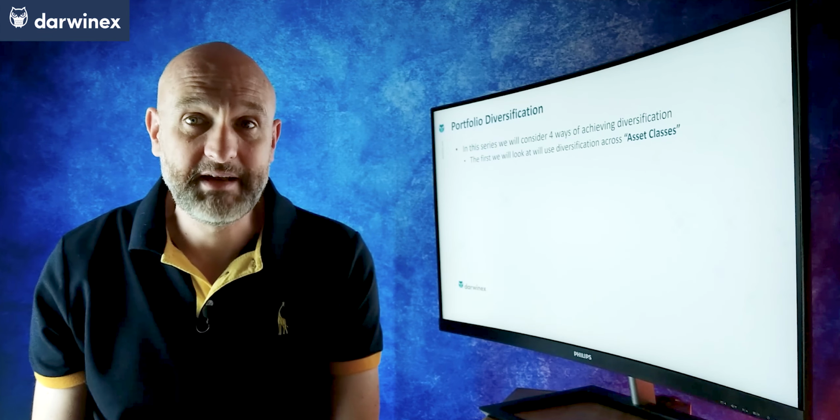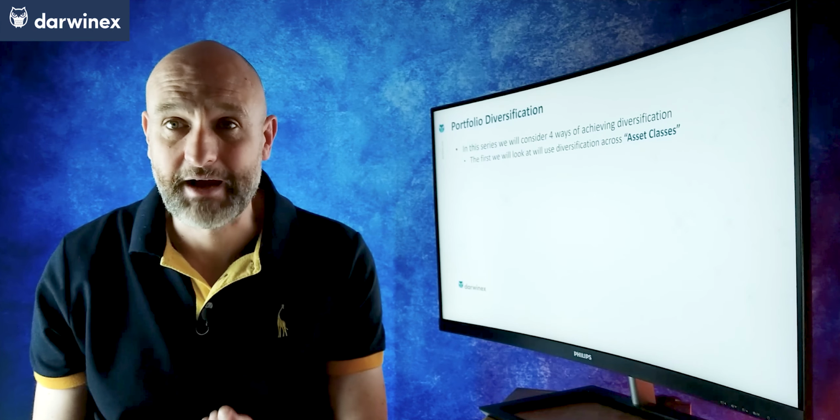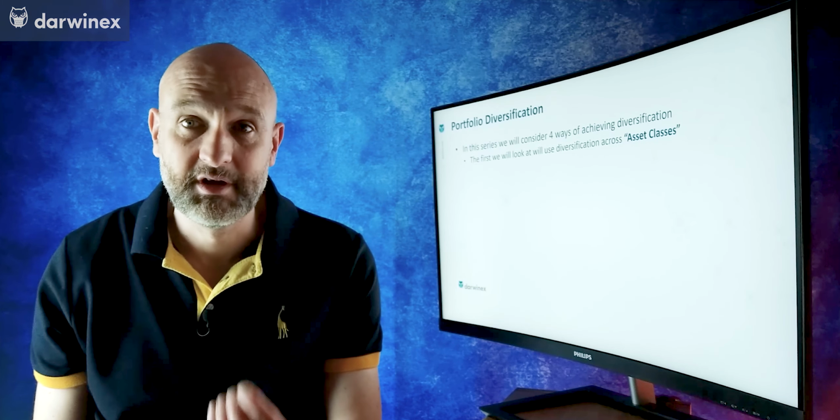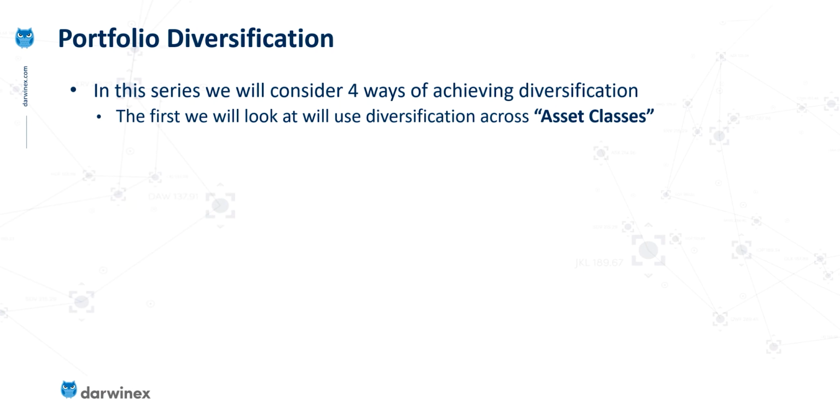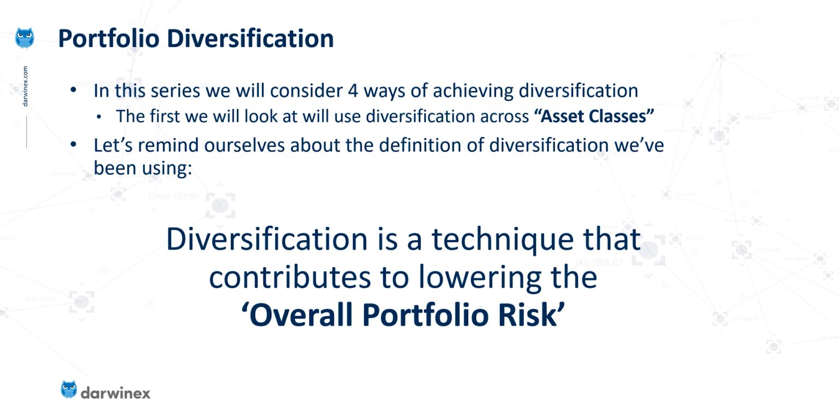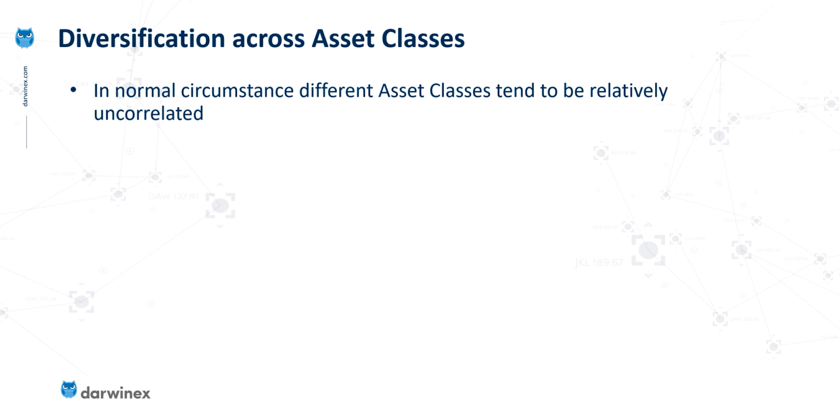Now, before getting into any detail, let's remind ourselves about the concept of diversification in a portfolio. So we defined diversification as a technique that contributes towards lowering the overall portfolio risk. But we also looked at how the underlying assets that are being traded as part of that portfolio need to be uncorrelated in order for this technique to be effective. And because in normal circumstances different asset classes tend to be relatively uncorrelated, this makes this an ideal technique.